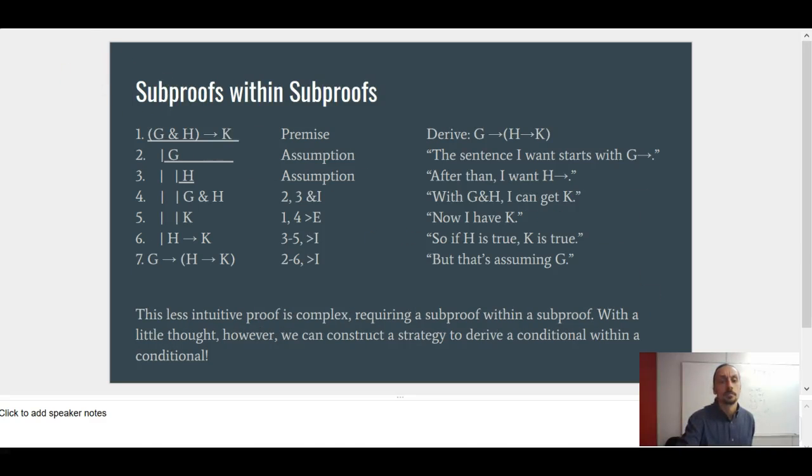All right. So here's another fairly complicated proof. Again, I don't have an interpretation for this sentence. We're just playing with the symbols at this point. But I know for a fact that the conclusion on line 7 is a logically valid derivation of my premise. My premise is if both G and H are true, then K. And what I want to derive is if G is true, then if H is true, then K is true.